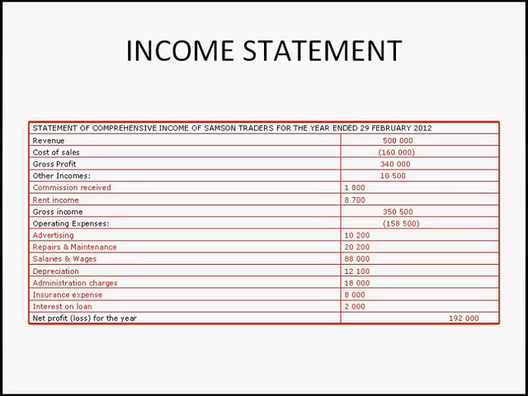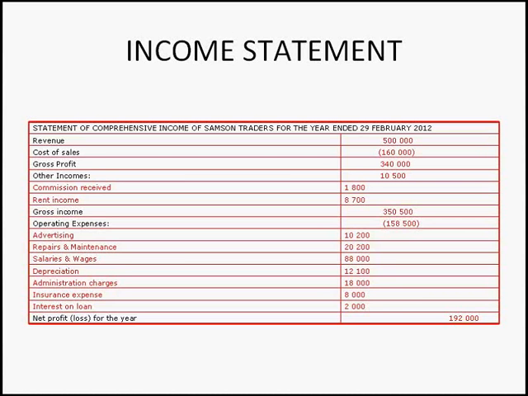So let's go and have a look at what the operating expenses were. Advertising was 10,200. Repairs and maintenance was 20,200. Salaries and wages was 88,000. Depreciation was 12,100. Administration charges were 18,000. Insurance expense was 8,000. And interest on loan was 2,000. So if I add all of those amounts together, I get a total of 158,500 Rand. And it's shown in brackets on the right-hand side because I'm going to deduct it from my gross income.